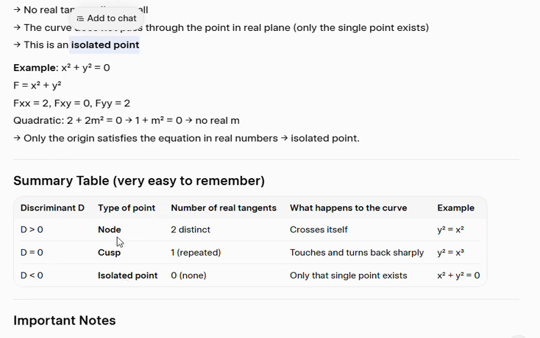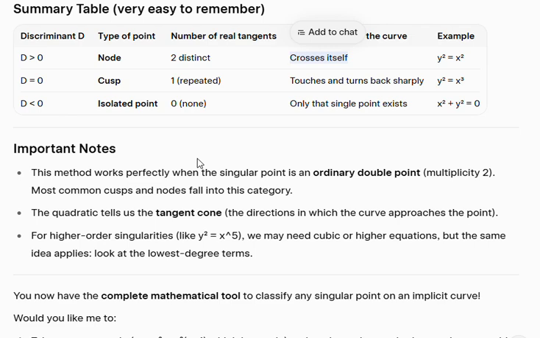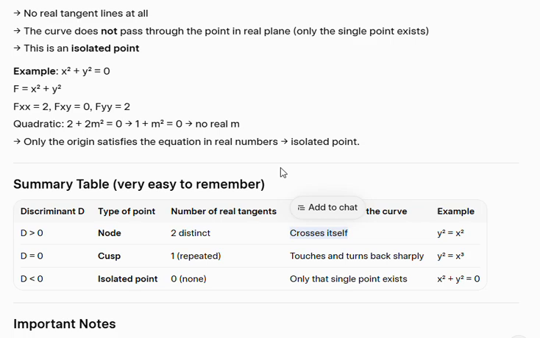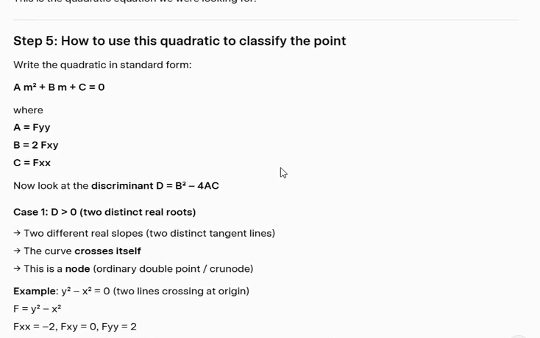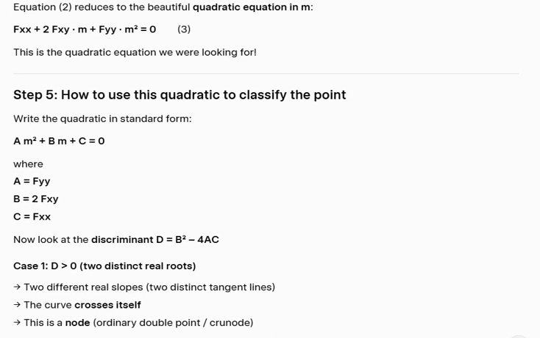If D is greater than 0, that is called a node. Two distinct tangents can exist; the curve crosses itself. This is the only possibility for two distinct tangents, a node. If D is equal to 0, it is a cusp: one repeated tangent, touches and then turns back sharply. This is how we can understand the things. Okay, this is how we ultimately arrive at the result, how to find the quadratic and all those things. Thank you.